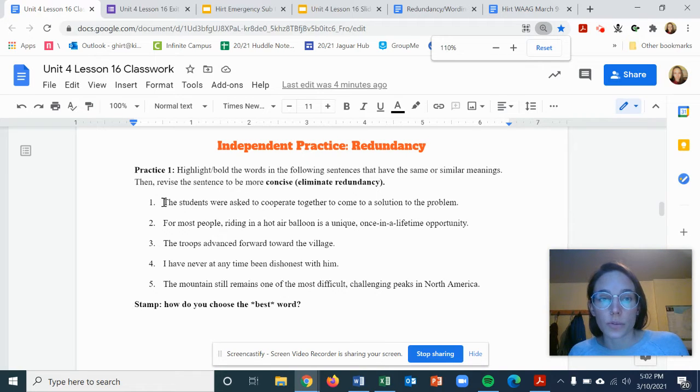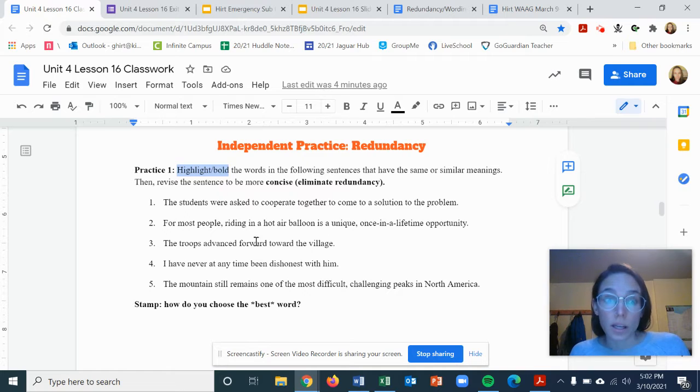So what you're doing for this first part is highlighting or bolding the words in these sentences that have the same or similar meaning. So words that are redundant. And then you're going to revise the sentence so that it is more concise, right? Uses economy of word choice, eliminates that redundancy. So let's look at these first couple together.